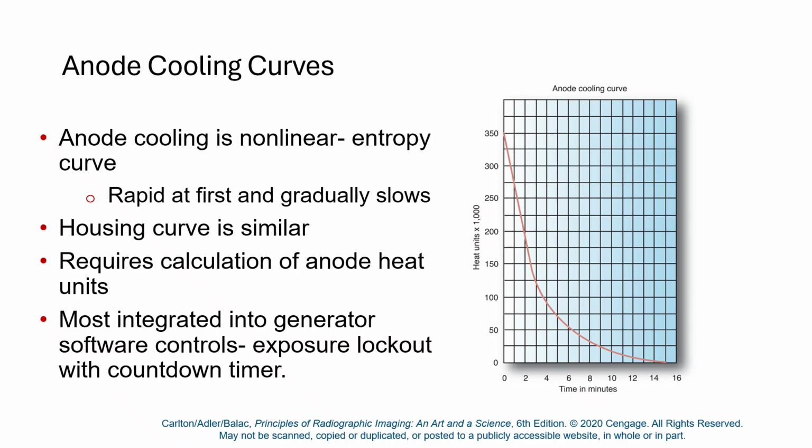So moving on, anode cooling curves. This is an entropy curve. It's nonlinear. A mathematician would describe this as an inverse quadratic equation. So it kind of looks like y equals 1 over x squared is the way that you get this graph. I had a little math seizure there.